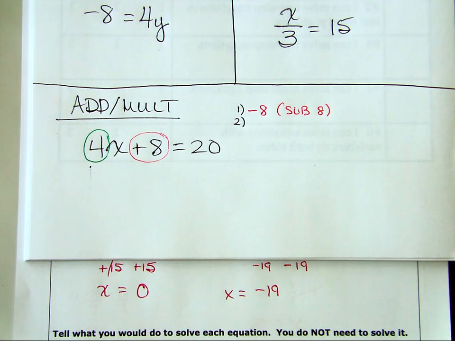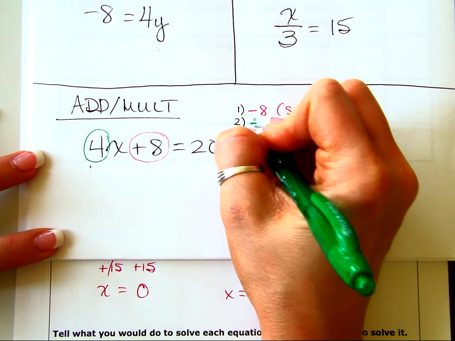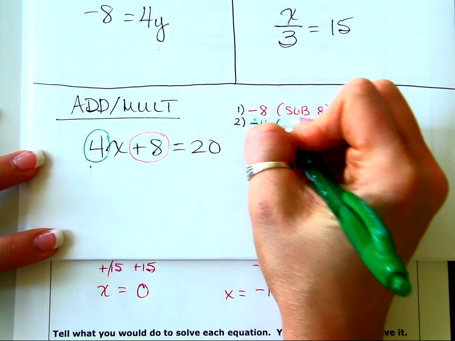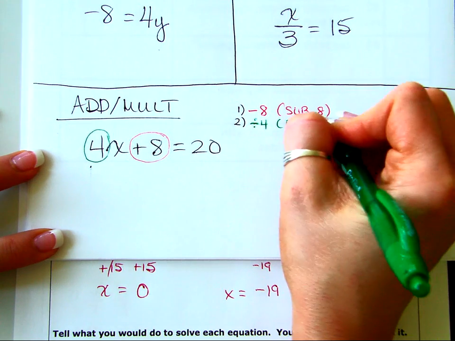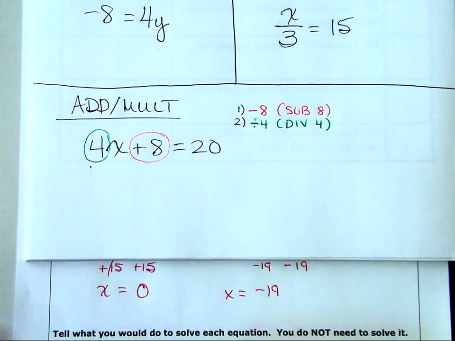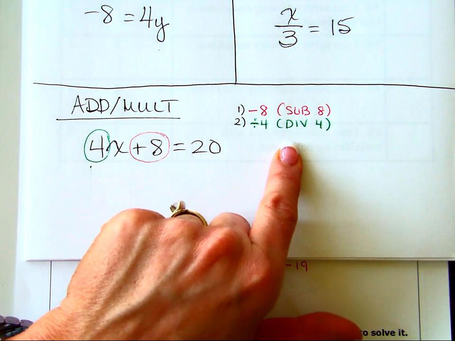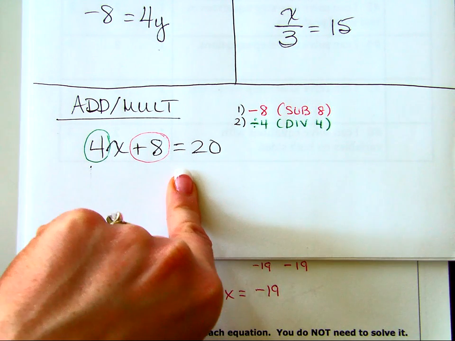Okay, after I subtract 8 from both sides, then I'm going to do what? I got to get rid of the 4, and the 4 is being multiplied. So I have to do what? What's the opposite of multiplying? Divide by 4. You could write either one. You don't have to write both. You could just write those symbols. That's okay with me. Okay? So you're going to tell me what to do, then you're going to do what you just told me to do. So let's do it.